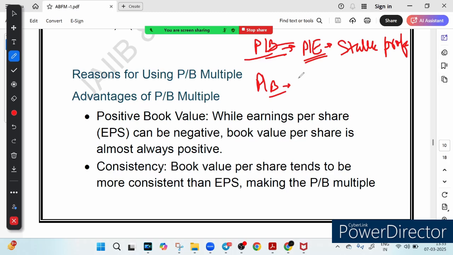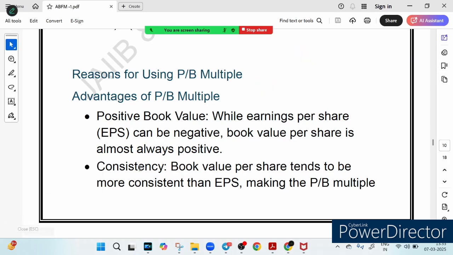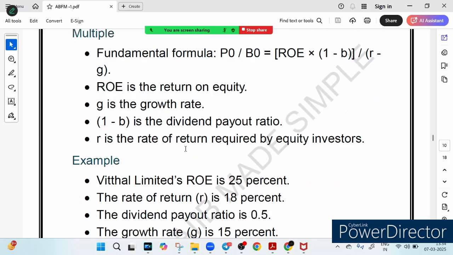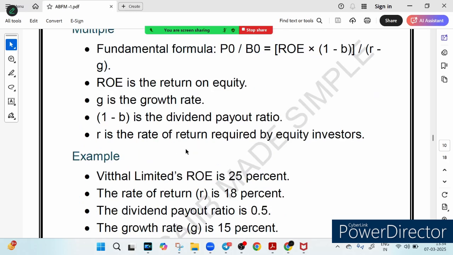Now you know the real story behind P/B and P/E. So next time you analyze a stock, you will understand if it is a bargain or overpriced. If you look at P/B, if it is greater than 1, it means it is overpriced, and if it is less than 1, it means it is a bargain. Now let's talk about the fundamental formula to calculate this P/B ratio. So here it is, the formula, right?